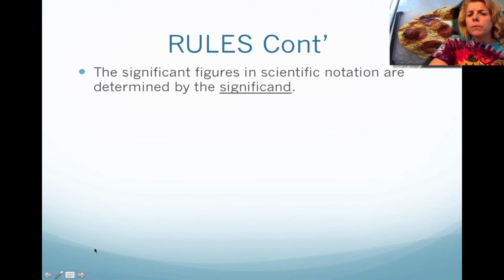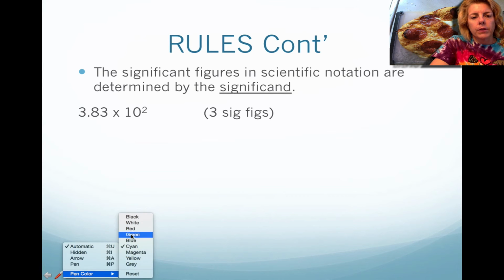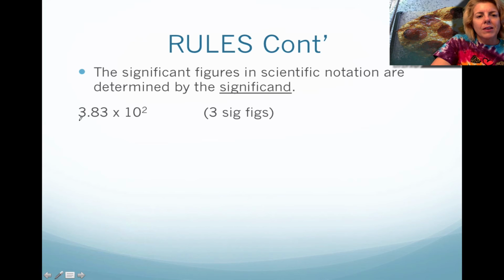Okay, for scientific notation, you have what we call the significand. So here we have an example of scientific notation. Notice that the 10 to the second is not considered significant. That is just a placeholder. That's why we have three significant figures.